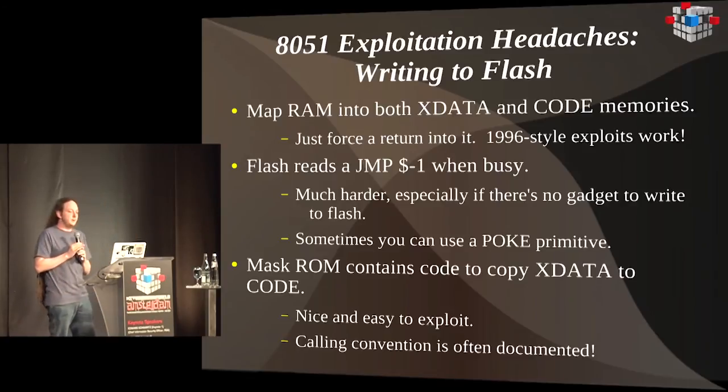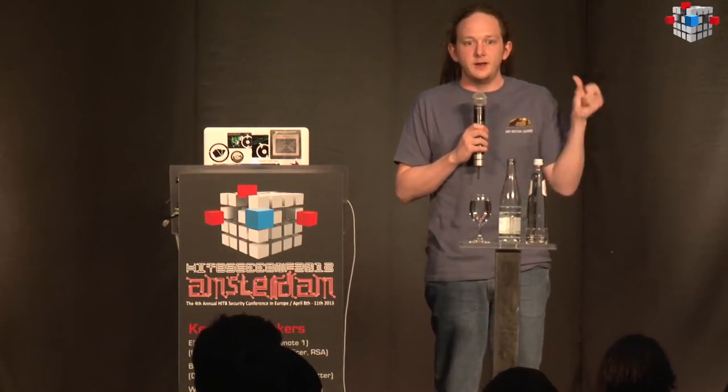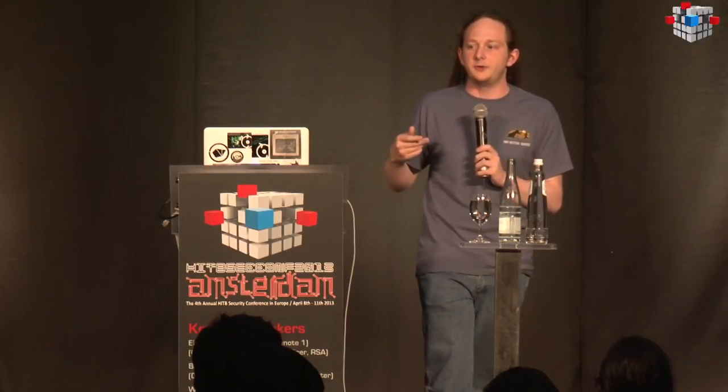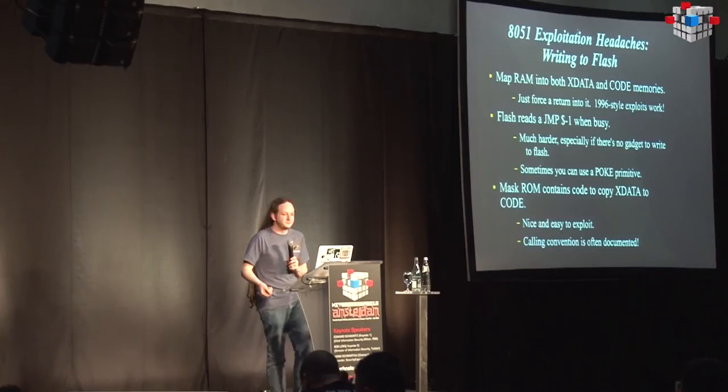If it gives you the jump to -1 when busy, then it's harder to exploit because there's no gadget that just writes flash. But if you get a poke primitive, you can sort of construct a very slow one by individually poking the special function registers that handle writing to flash. Special function registers are like I/O addresses on a larger machine. You write to them, and that goes directly to a peripheral device. In this case, the flash memory controller.